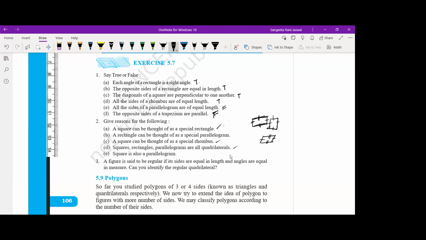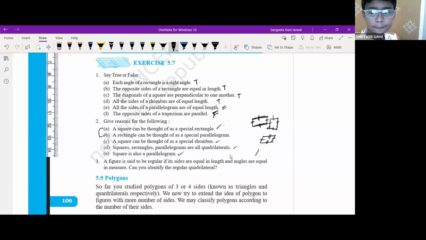A square is also a parallelogram. Can we say that? If we can say a square is a special type of rectangle, we can say that a square is also a parallelogram. A rectangle can also be thought of as a special parallelogram, if you see these first two. So that means this also holds true. Yes, ma'am. We are saying that a square is a special type of rectangle, and a rectangle is a special type of parallelogram. So we can say that a square is also a special type of parallelogram.